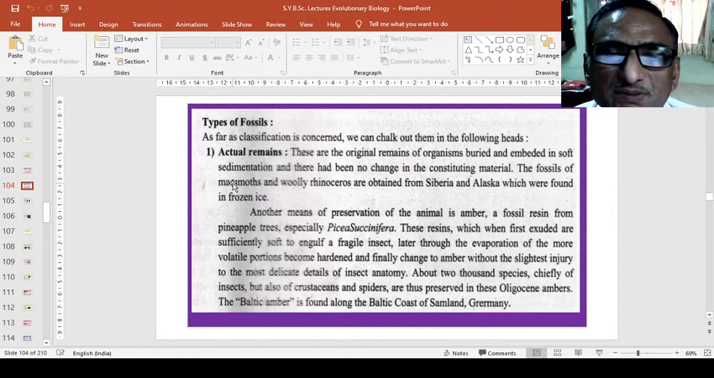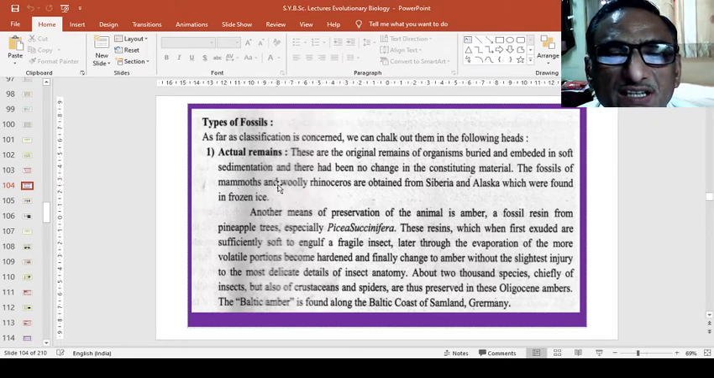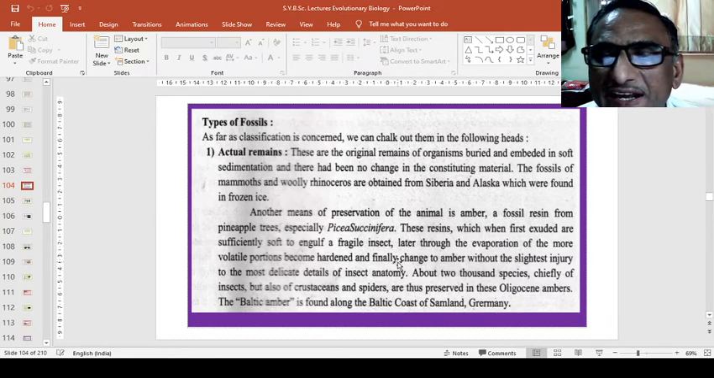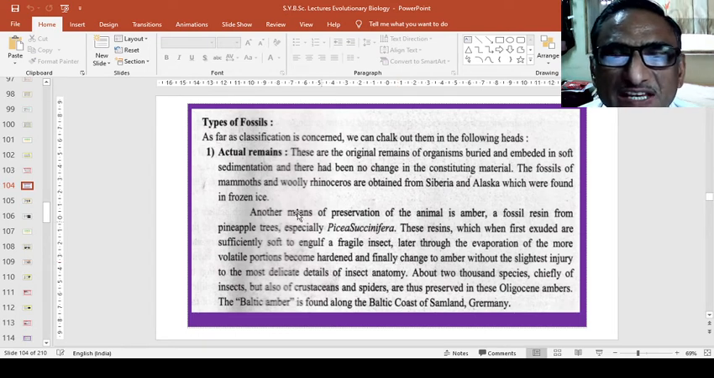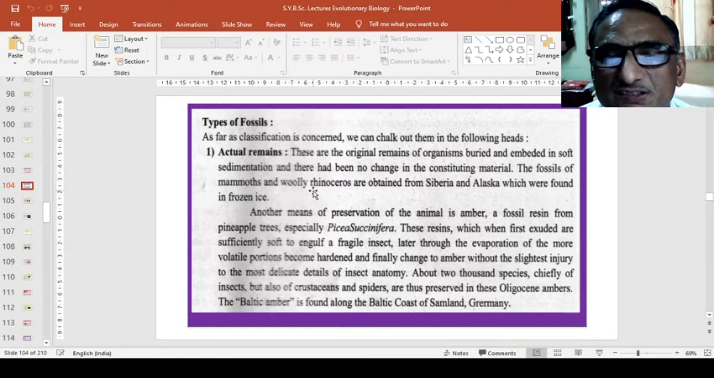These are the actual remains of the prehistoric animals. So these are the original remains of the organisms, buried and embedded in a soft sedimentation, and there had been no change in the constituting material. The fossils of mammoths and woolly rhinoceros are obtained from Siberia and Alaska, which were found in frozen ice. Actually, woolly means soft-skinned animals, woolly rhinoceros.